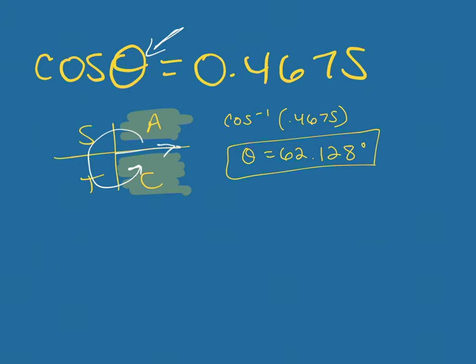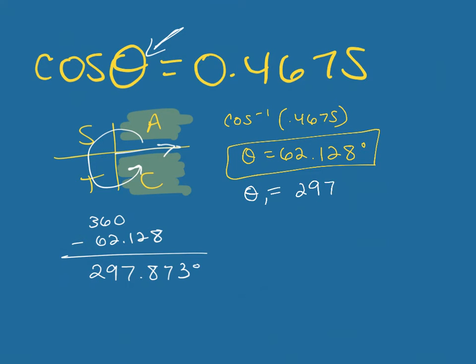You're welcome. So if the reference angle is 62.128 and I want to find the actual angle in the fourth quadrant, what do I do with that 62.128? Good. Subtract it from 360. So 360 minus 62.128 is 297.873.